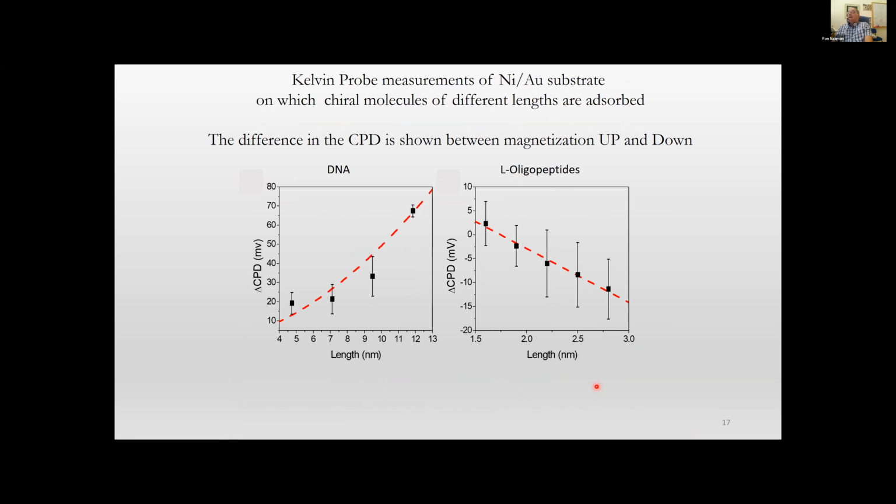And here you see how it depends on the length. So you realize that for DNA, the dependence on the length is not linear. For the oligopeptide, it's linear. And the reason is that in DNA, the polarizability depends on the length squared, sorry, while in the oligopeptide, the polarizability depends only on the length as is. And this is beyond the scope of my talk here.